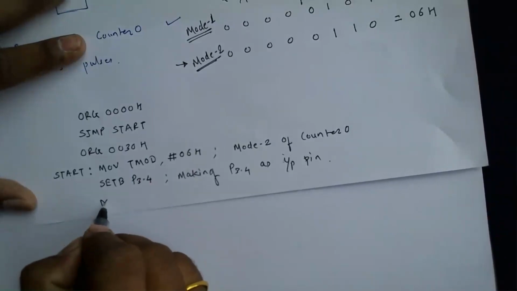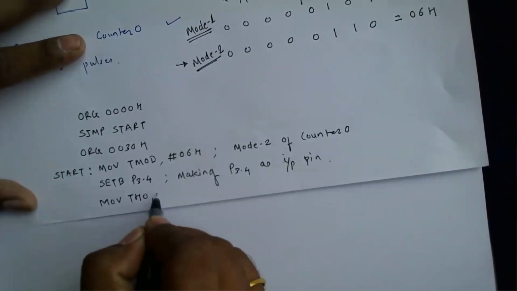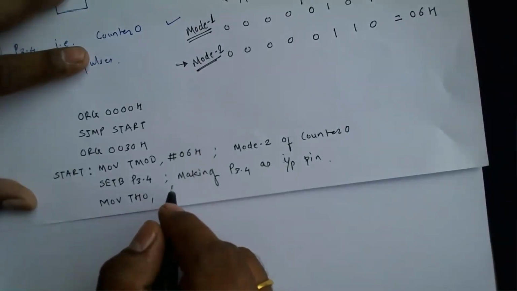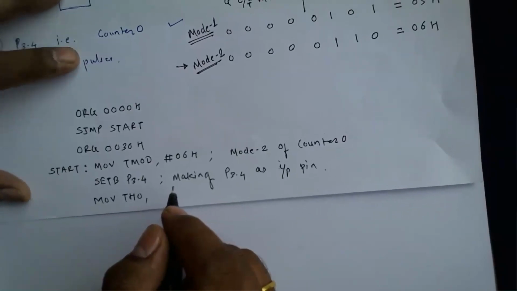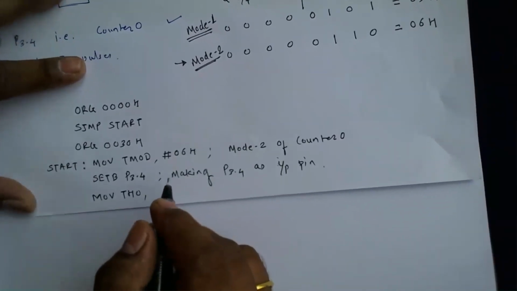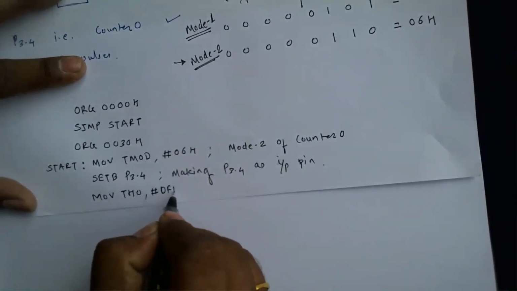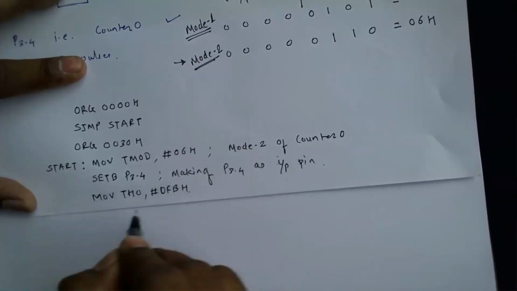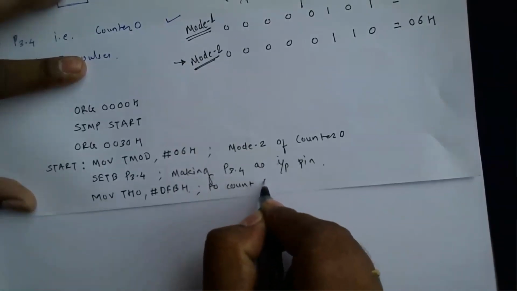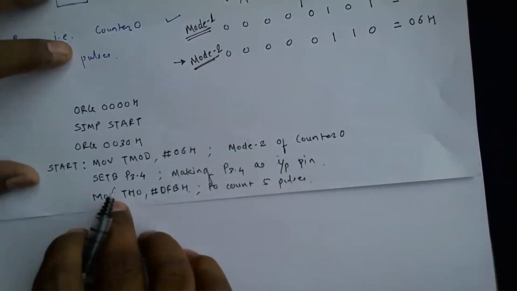TH0 comma, what is 251 in hex? Anybody? FB, right? So hash 0FB hex to count 5 pulses, right?